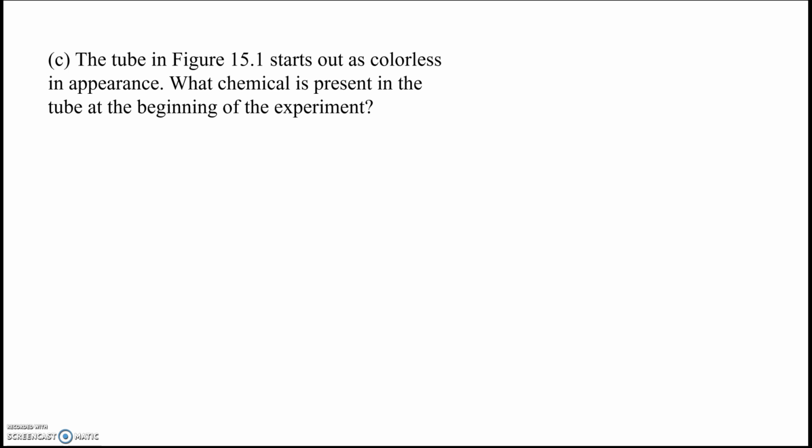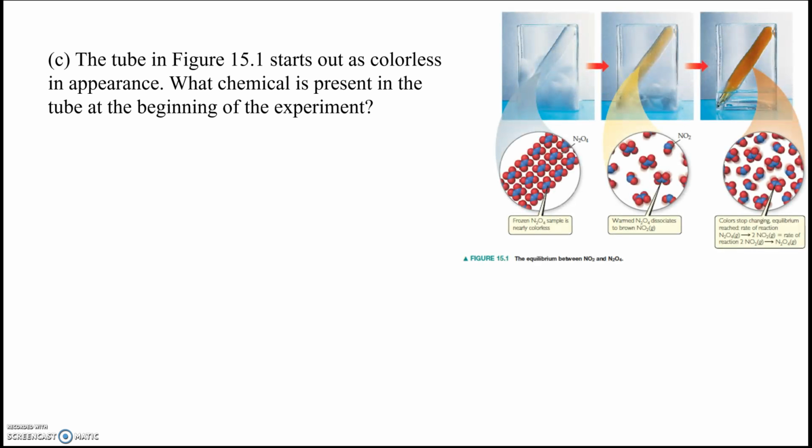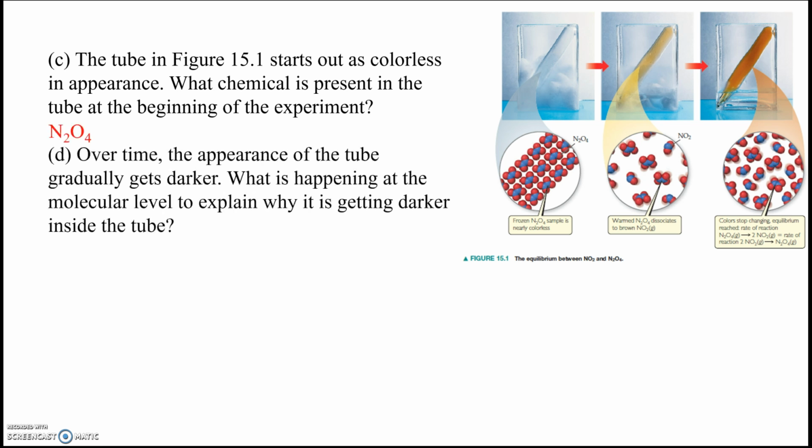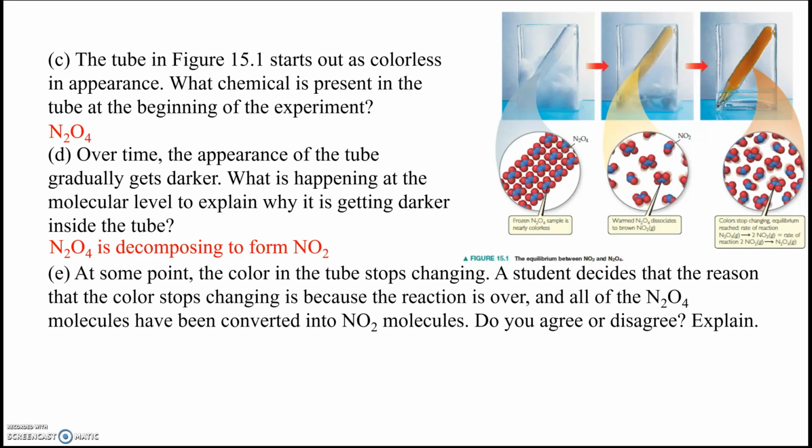All right, the tube in figure 15.1 starts out as colorless in appearance. What chemical is present in the tube at the beginning? Well, that will be, of course, dinitrogen tetroxide, N2O4. And as this reaction progresses, the appearance of the tube gets darker. What's happening at the molecular level to explain why it's getting darker? Well, the answer is that N2O4 is decomposing to form NO2. At some point, the color in the tube stops changing. The student decides that the reason the color stops changing is because the reaction is over, and all of the N2O4 molecules have been converted into NO2 molecules. Do you agree or disagree?